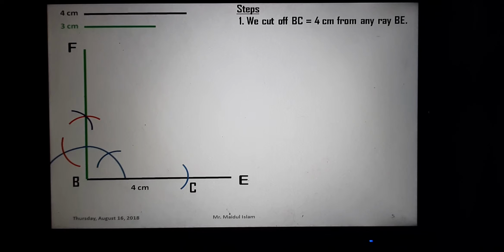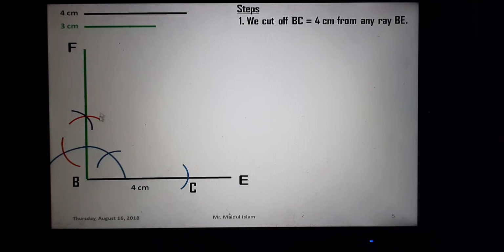Why do we draw a perpendicular here? Because how many degrees do we need over here? Here we need 90 degrees. For that you have to draw a perpendicular. And after that what you have to do, my dear students, is very easy. We can tell the steps. We have drawn BF perpendicular on BC at point B.